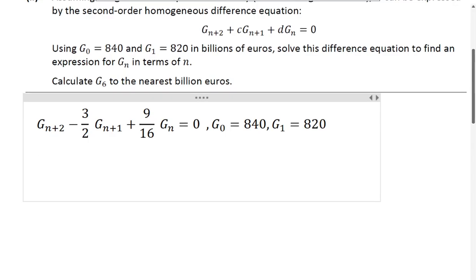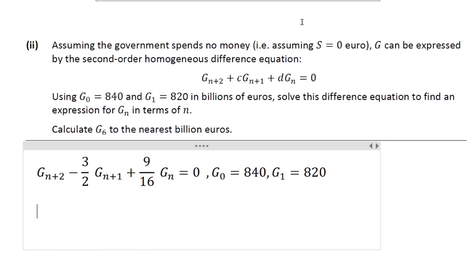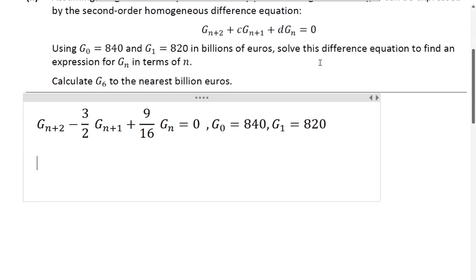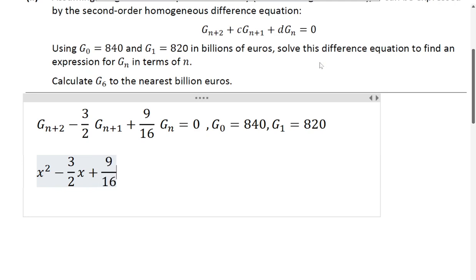Okay, so first thing we need to do is turn this into algebra and get an answer or two answers. I think because we're second order, we're going to have two answers. So we look for the biggest n, and that's our G(n+2), and we turn that into x squared. Then we have minus 3/2, which becomes x, technically x to the 1 power, but we just write x, and then this one has one fewer, so it's 9/16 and no x's.